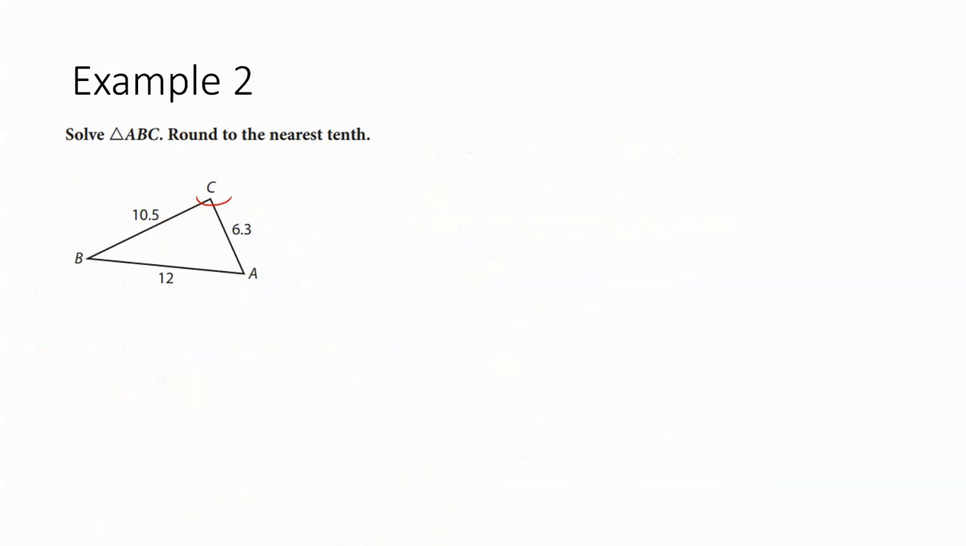All right, example 2. Let's solve for the rest of this triangle. So again, it's side, side, side, right? We have nothing but sides. And we're going to go ahead and use cosine of C. So again, who's that person across the way, right? Equaling their friends, right? So we got 10.5 squared plus 6.3 squared minus the 2 times 10.5.